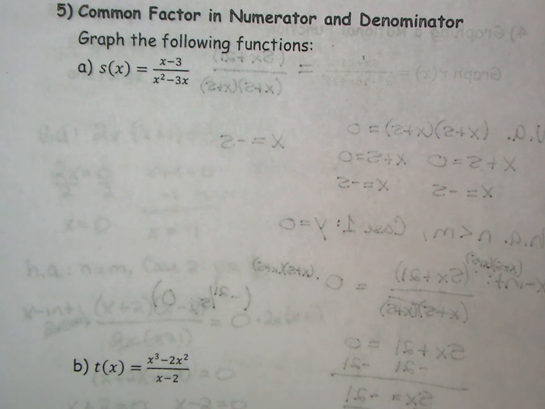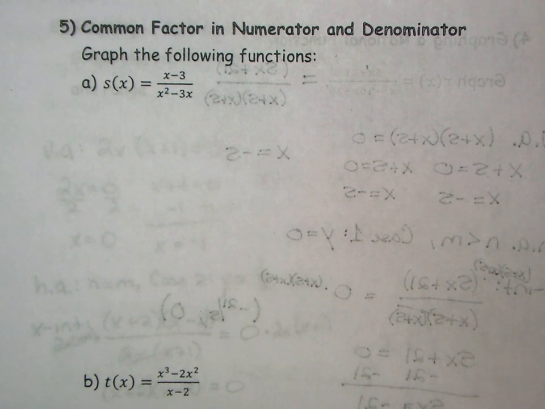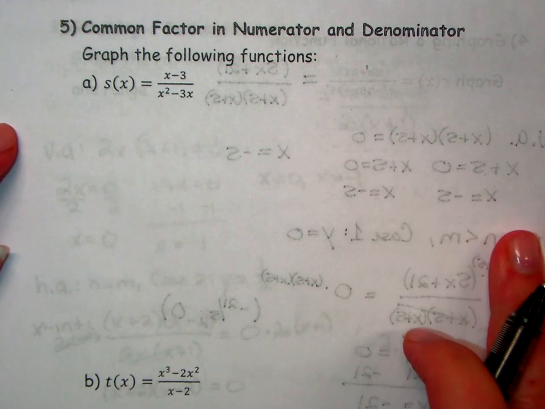All right, so we're going to finish up section 3.6 rational functions by looking at examples that have a common factor in the numerator and denominator, and also an example that has a slant asymptote. All right, so let's first look at A.